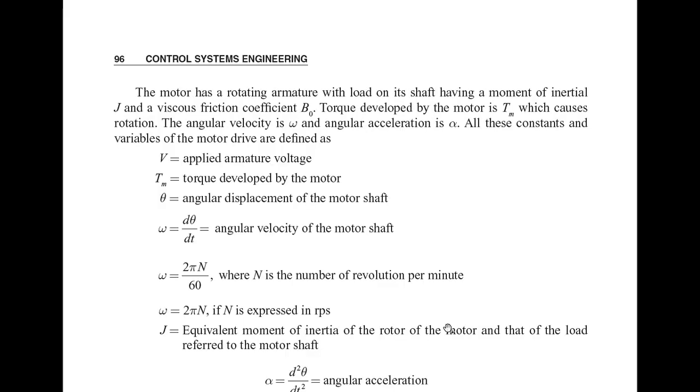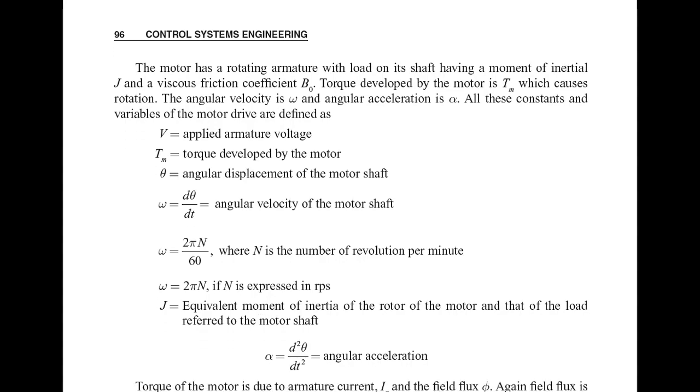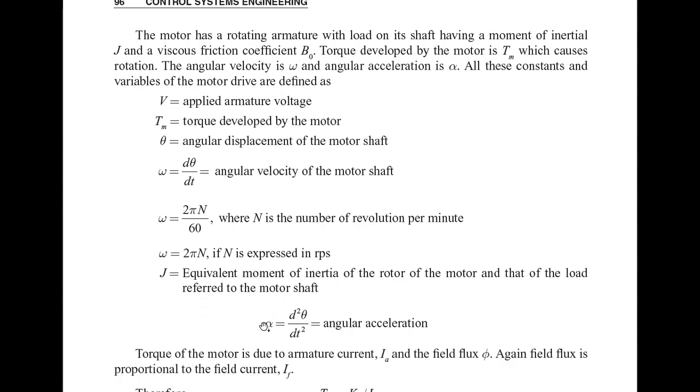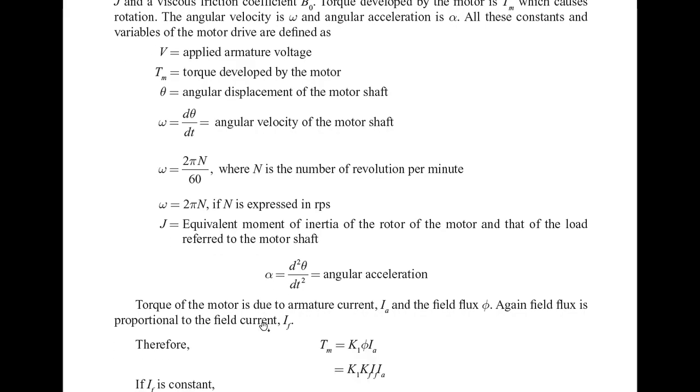So we have this equation, omega equal to d theta by dt, and omega equal to 2 pi N by 60. J is the equivalent moment of inertia of the rotor of the motor and that of the load referred to the motor shaft. And alpha is defined as d square theta by dt square, which is the angular acceleration, like our a.